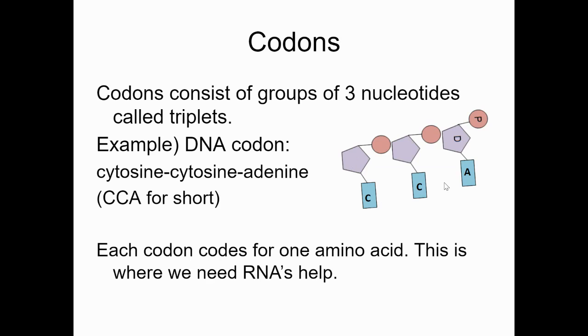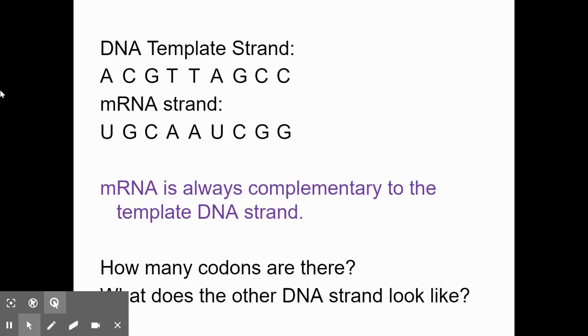Remember, we need to make a copy of that. So here, as we can see, we've got our DNA template strand. Remember, mRNA is going to be the copy of our DNA, and it's going to be complementary to the DNA. So take a second, guys, pause the video at this point, see if you can answer the two questions I have below. How many codons are there, and what does the other DNA strand look like?